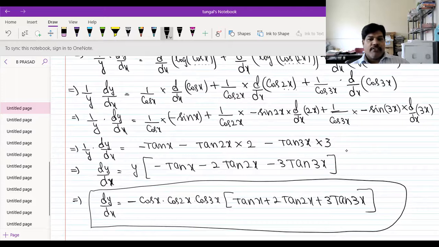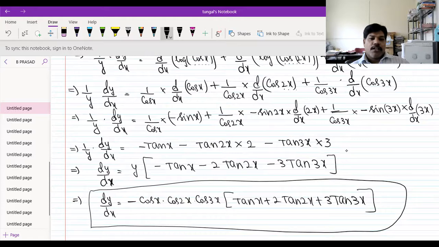The derivative of cos 3x is minus sin 3x into the derivative of 3x. So just to understand that, take this y to this side, and sin x by cos x will become tan x. And here also sin 2x by cos 2x will become tan 2x. And here sin 3x by cos 3x will become tan 3x.